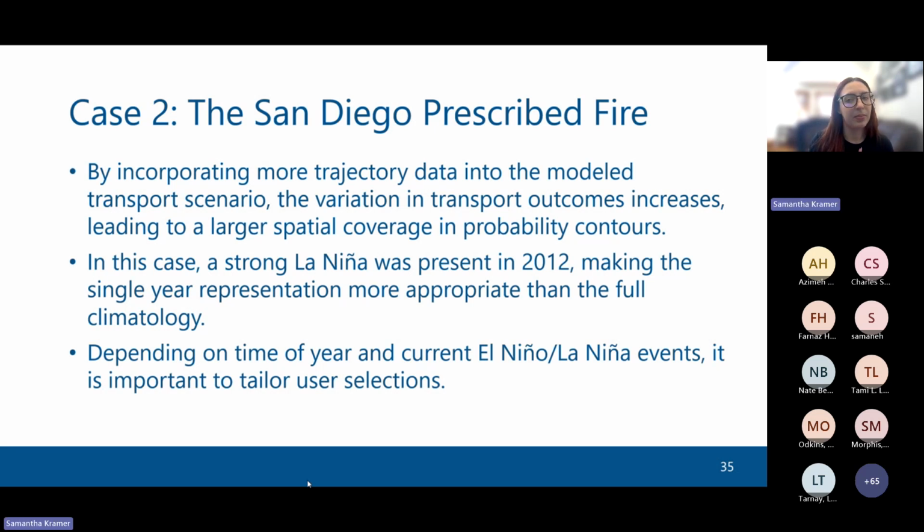Okay, before getting to the third case, I will again pause and see if there are any specific questions. We have one question that just came in the chat. In the case studies you shared, you mentioned the duration of prescribed fires. Could you let us know where to find data on how long each historical prescribed fire lasted?